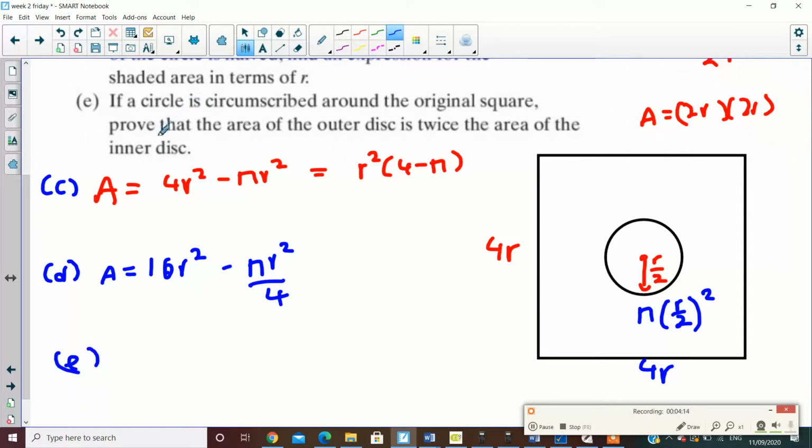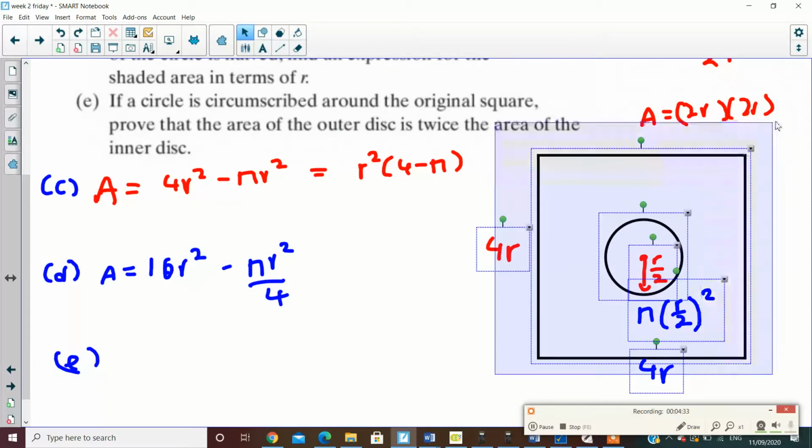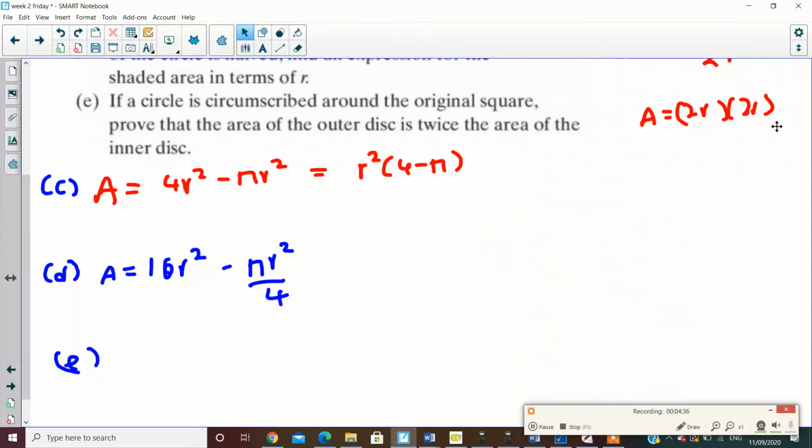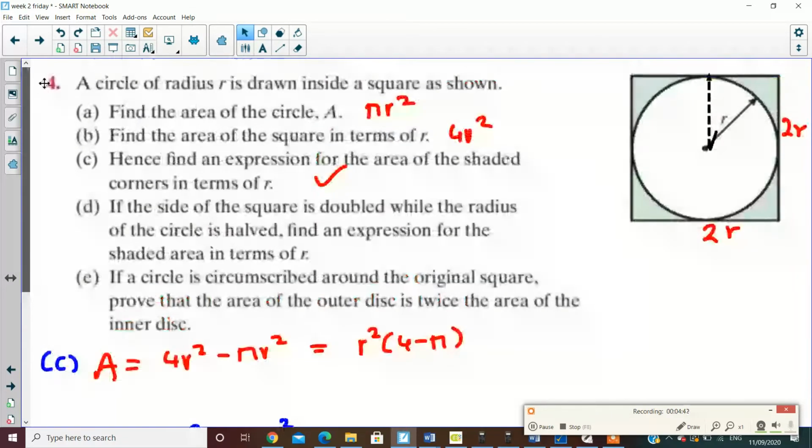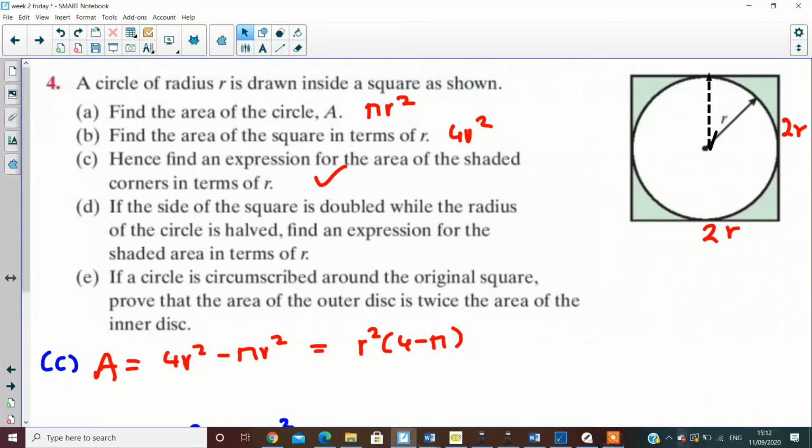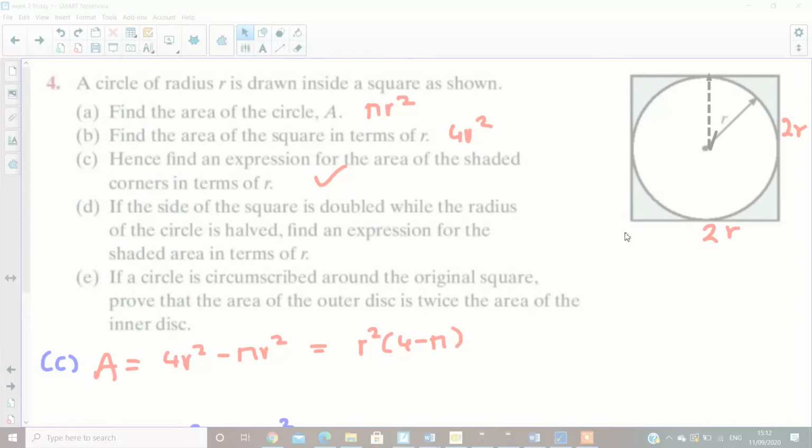If a circle is circumscribed around the original square, prove that the area of the outer disk is twice the area of the inner disk. Anybody have any idea how you do that? Right, go back to your original diagram. So it says the original diagram, okay? So we go back to our original diagram and start in the middle. Just one second. Just want to chop this diagram here.